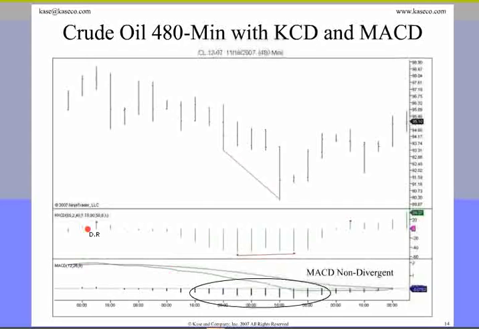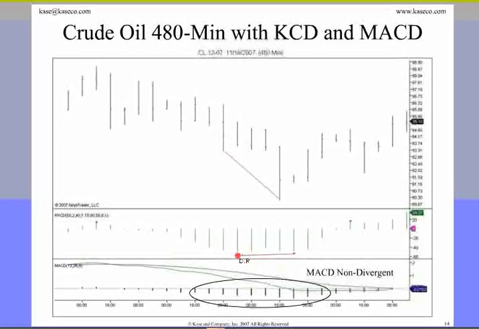Okay, so this shows an example of the KCD versus the MACD. The KCD is the indicator on top, the MACD on bottom. The KCD is plotted as a green histogram. The red dots at the peaks of the histogram indicate shifts in momentum, and these are our measuring points. This is how we tell whether or not momentum is changing.